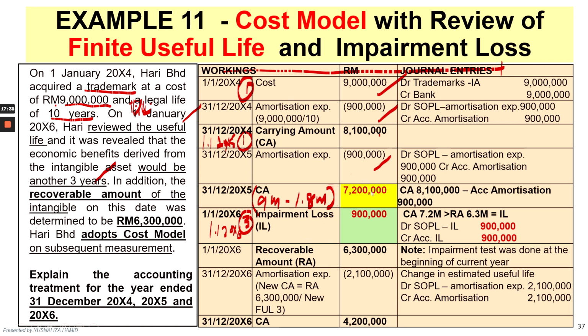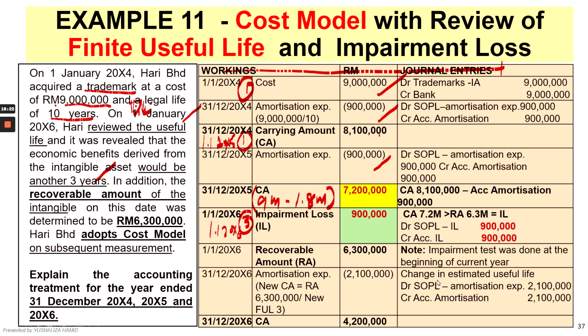So if you compare the carrying amount on 31st of December 2000 x5, that was 7.2, and the impairment test was done on 1st of January 2000 x6 as well, and the recoverable amount was 6.3 million. So if you compare 7.2 with 6.3, you will get 900,000 to be the impairment loss, and that impairment loss under cost model will be debited directly to the profit or loss, 900,000. And you need to take note on when is the date of impairment test. Is it at the beginning of the year or is it at the end of the year? This one is at the beginning of the year.